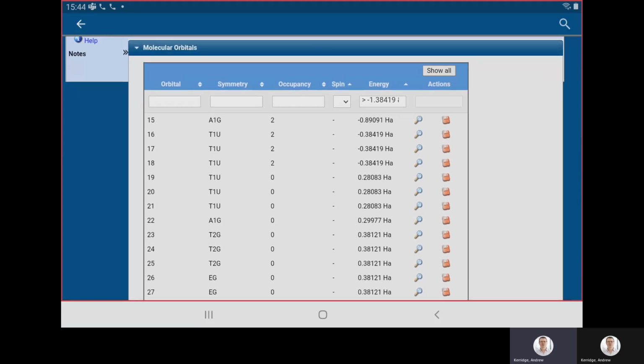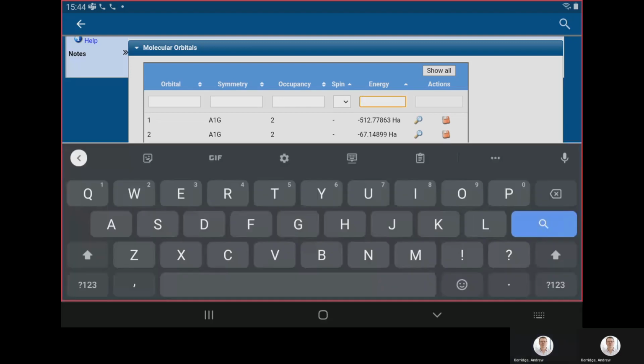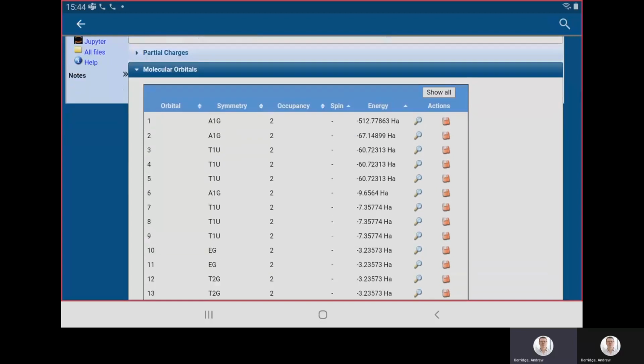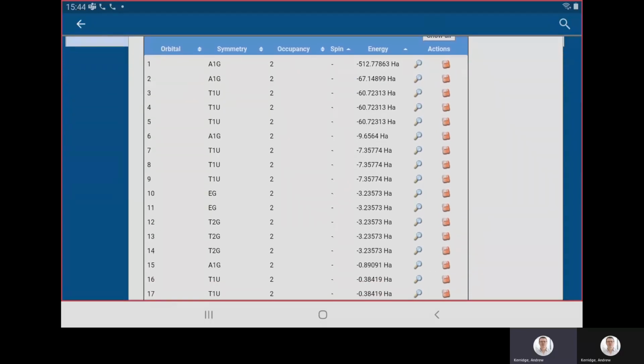Now, here we've only been given some of those orbitals, with energies greater than a certain threshold. We see there's a box that says energy and says greater than minus 1.38419. If we just clear that option from that box, we see all of the atomic orbitals of the krypton atom.